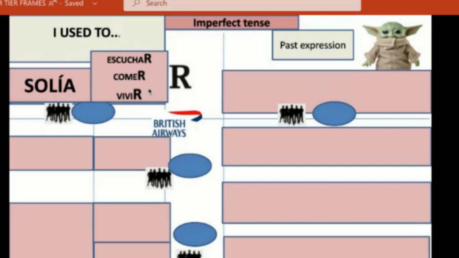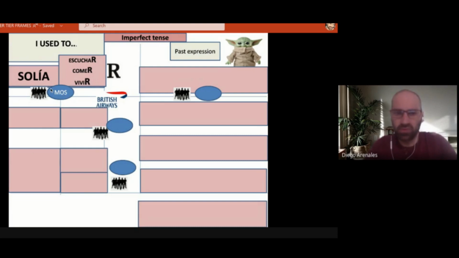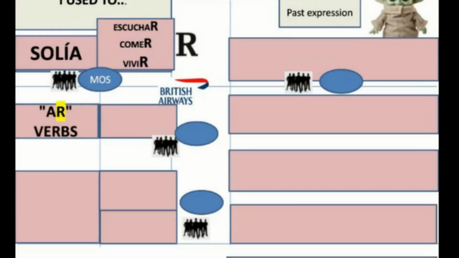If you want to talk about a group of people, you can add mos to solía. Solíamos. We used to. So if you feel confident using solía plus any verb ending in R, you can add mos to solía. Solíamos escuchar. We used to listen. Now, this is the easiest way because you don't have to change anything.